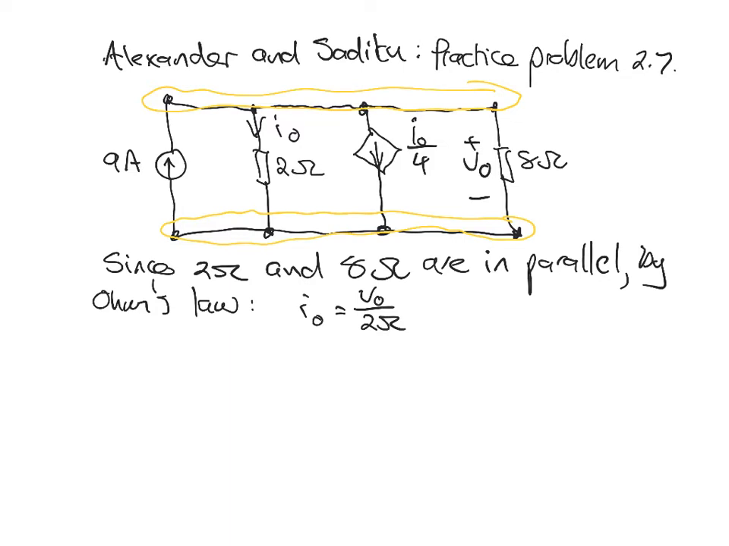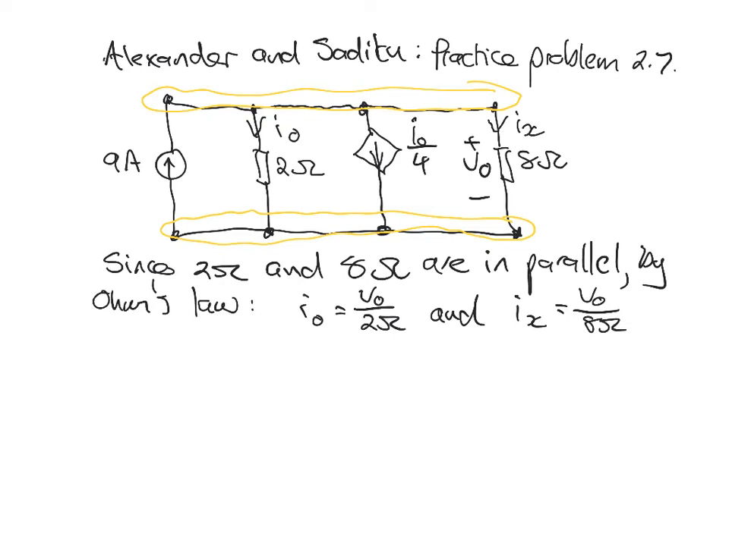Okay, and we can also write, let's call this current I_X. So we can also write I_X in terms of Ohm's law. So we can write I_X is equal to V out divided by 8 ohms.